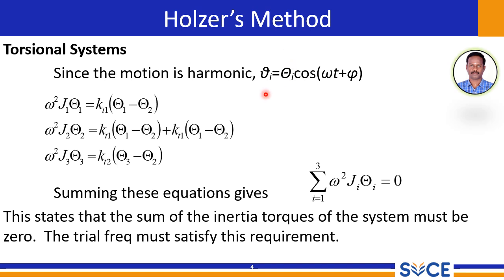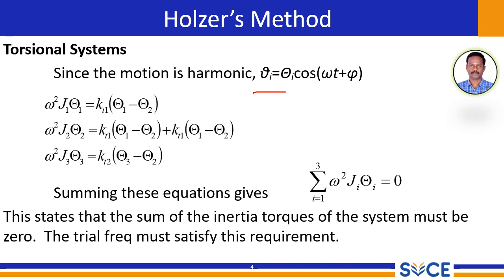We will further differentiate this with respect to t first, then we will get velocity. Differentiating two times, we will get the acceleration. Then we can write that ω²J1θ1 equals k(θ1 − θ2). In a similar way, the second and third equations are also written.